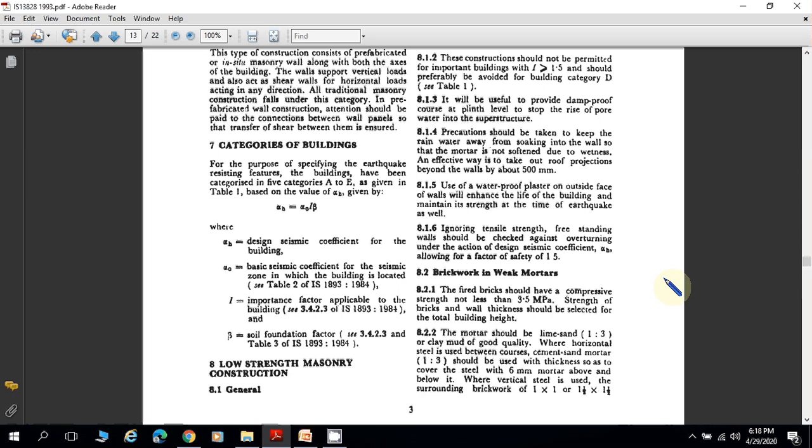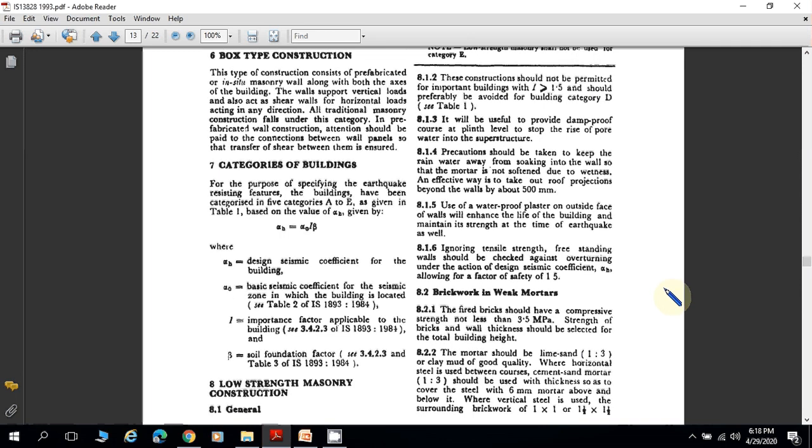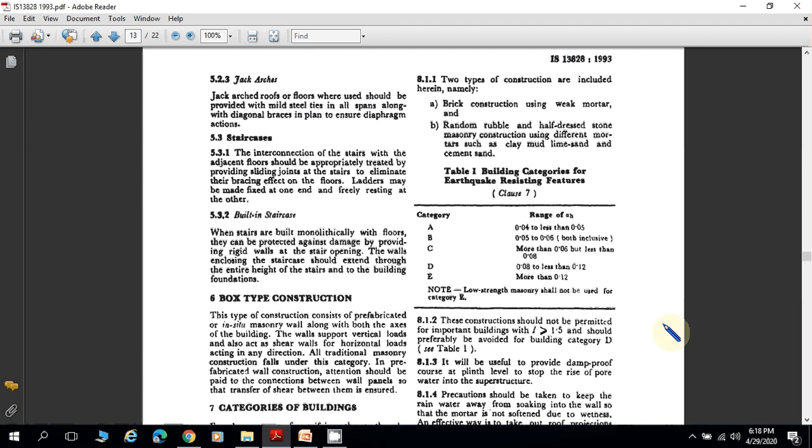the seismic zone, which is given in table number 2 of IS 1893, which we have already discussed. If the building lies in zone 2, then the zonal factor Z is equal to alpha naught. I is the importance factor of the building, which depends on the type of building we are providing. Beta depends upon the soil foundation factor, which is given in table number 3 of IS 1893. From there we can calculate the value of alpha h, and based on its range we can categorize the building, in which category it will lie.